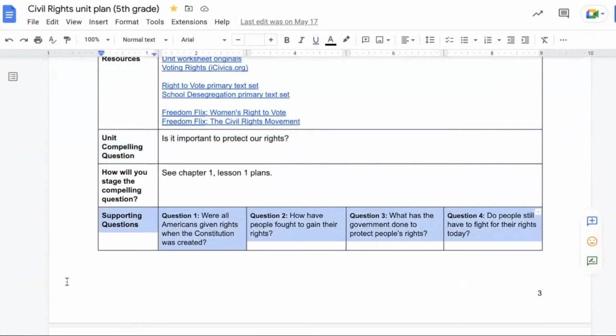Were all Americans given rights when the Constitution was created? How have people fought to gain their rights? What has the government done to protect people's rights? And do people still have to fight for their rights today?